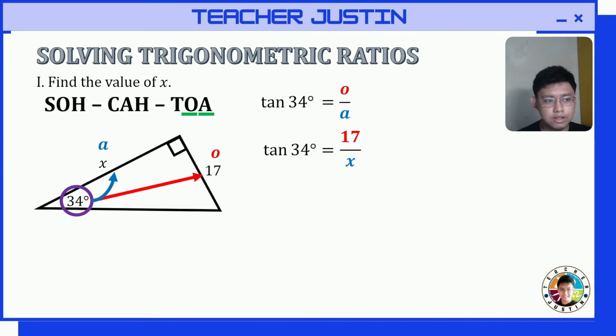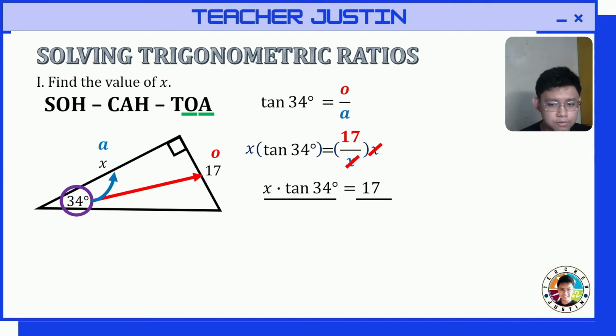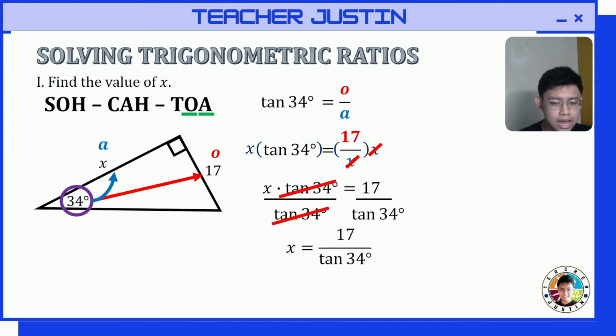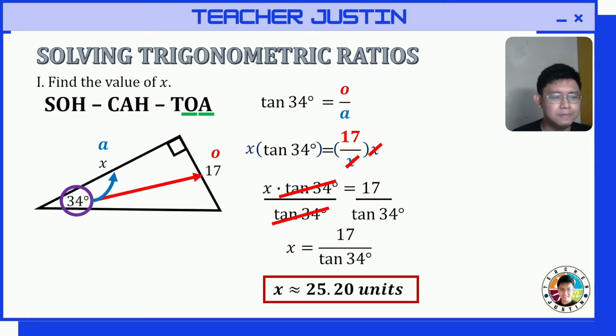So let's solve for the value of x by removing it in our denominator. So let's multiply both sides by x. Then let's isolate the variable x by dividing both sides by tangent 34 degrees, giving us x is equal to 17 over tangent 34 degrees. Using our scientific calculator, let's compute 17 divided by tangent 34, giving us an approximate value of x, which is equal to 25.20 units. And that will be our final answer.